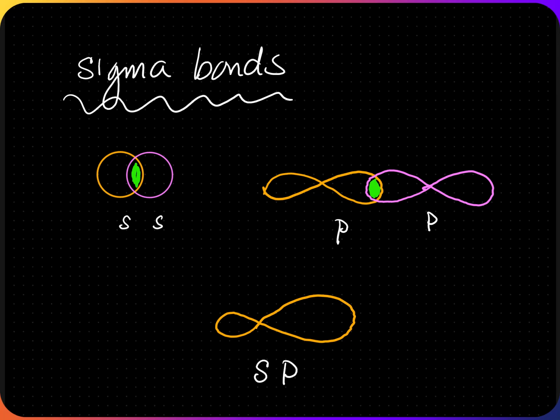So a sigma bond is hybridized. So we could take an s orbital and another s orbital and hybridize them. So you have an ss bond. You could have 2 p orbitals and hybridize them. So it's a pp bond. Or we could have an s and a p, and then they will make an sp bond.